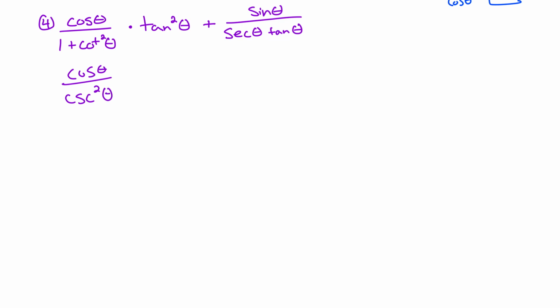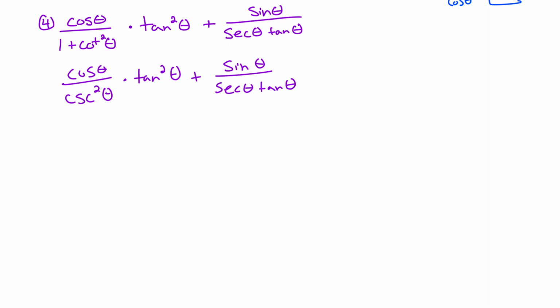Then I have a tangent squared, so times tangent squared. I could turn that into a binomial, but I don't know why that would be useful. Plus sine of theta over secant of theta tangent of theta. I do not see any more Pythagorean identities I can use, so now the only other technique we have is to turn everything into sine and cosine and hope stuff cancels out.